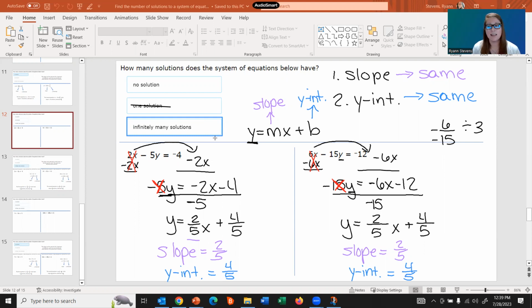Okay, and that would tell us that there's going to be infinitely many solutions. These are going to be lines that overlap and they run together forever, and every point on those lines would work as a solution to the system of equations.